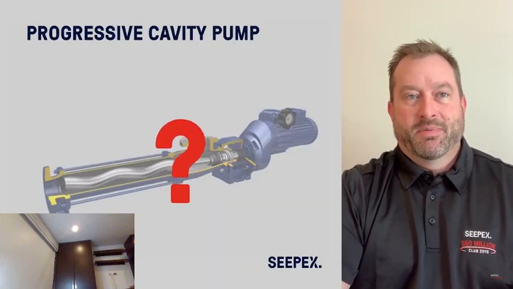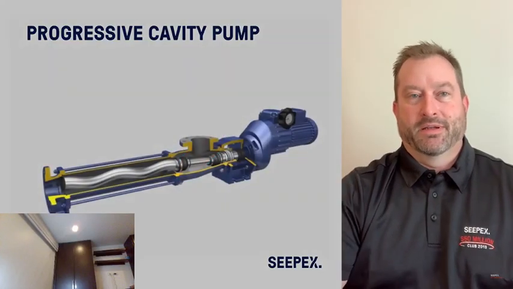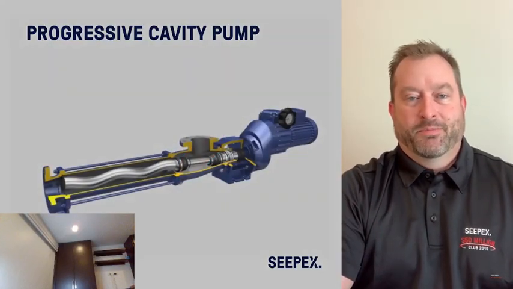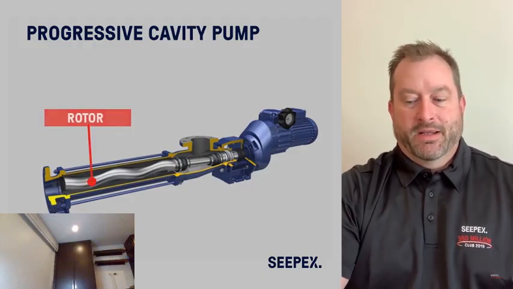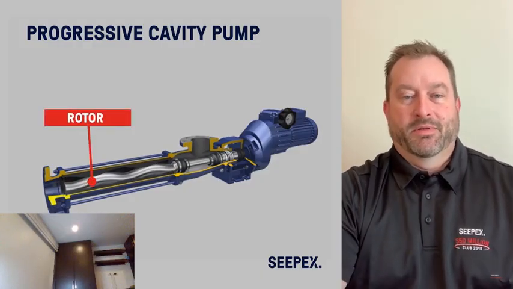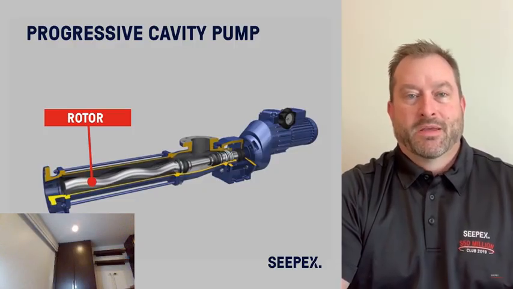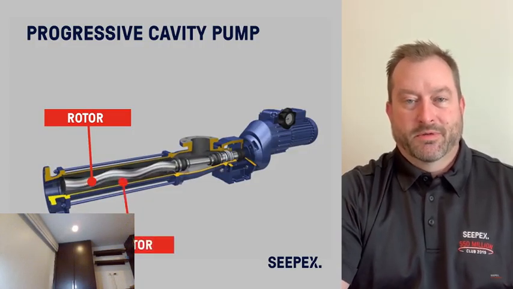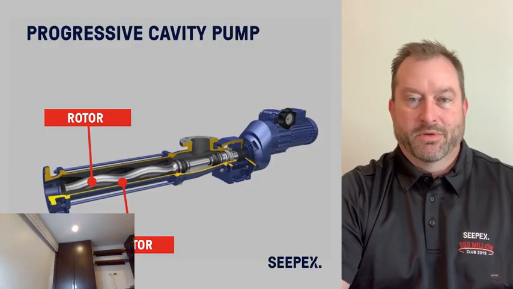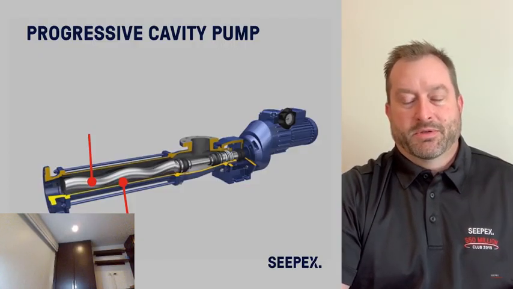So what is a PC pump? How does it work? It's a positive displacement pump. It actually is comprised of a pumping element that has two main components, a rotor and a stator. The rotor is the rotating portion of the pumping element. It's typically made out of a steel or a metal material. The stator is actually an elastomer. It's the stationary portion. It's made from elastomer, typically like a Buna or EPDM or Viton. Those two components go together.